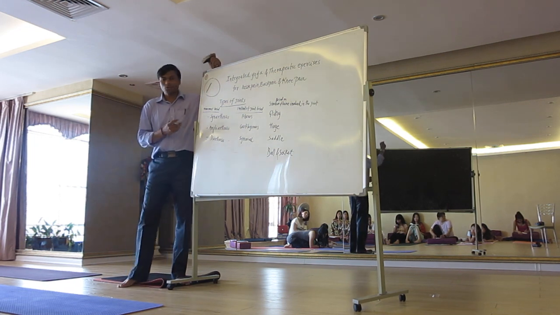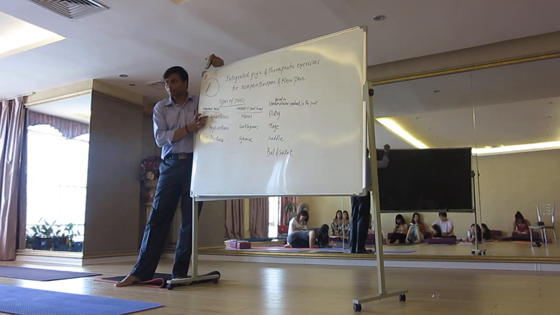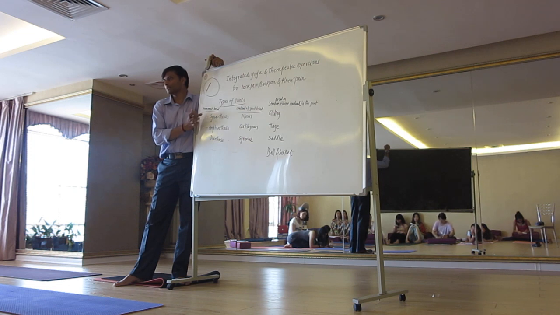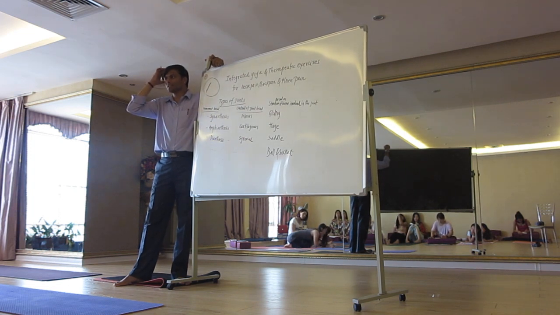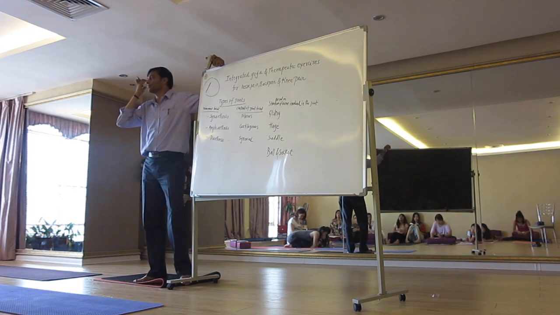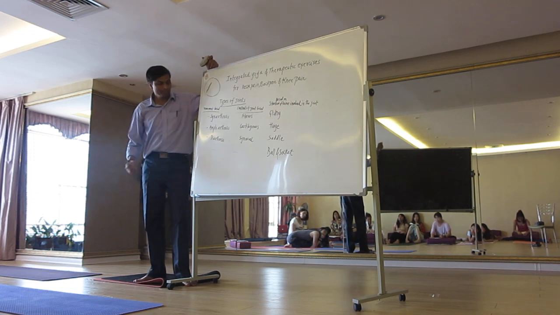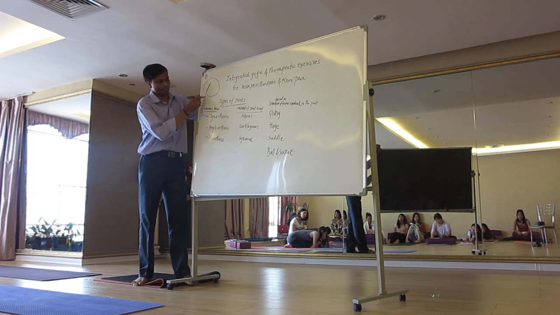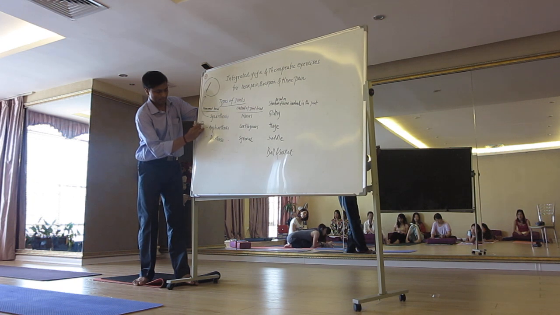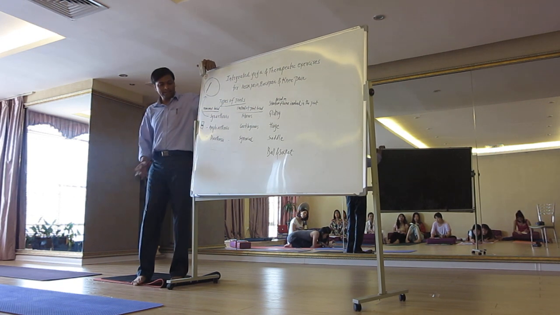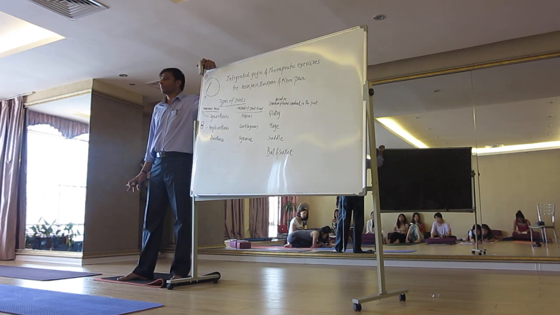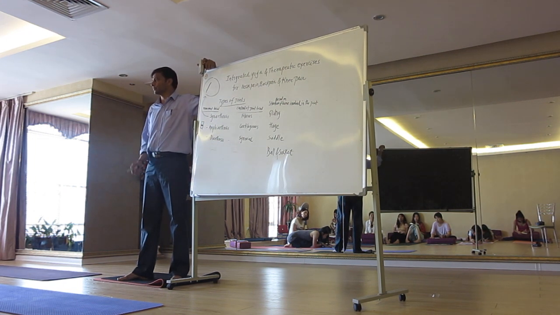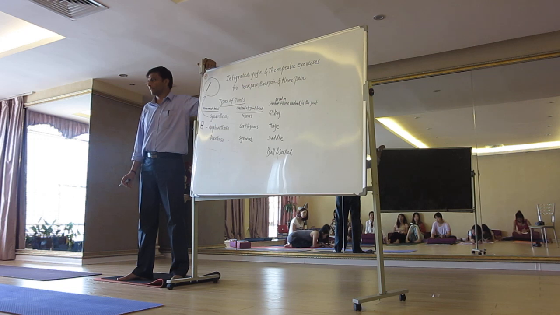To make it easy to understand, the joint which doesn't move is synarthrosis. Example is the skull bones. And second is the joint which moves a little bit, but not so free, but not fixed.